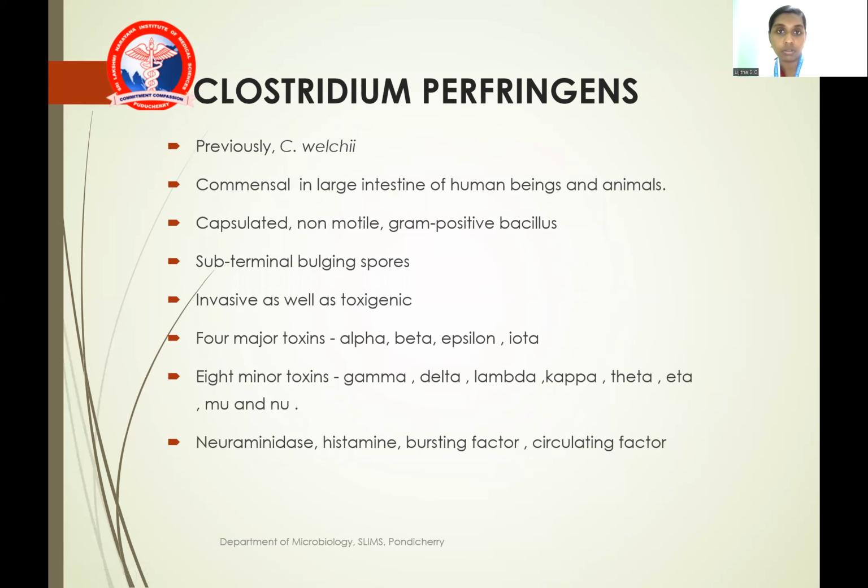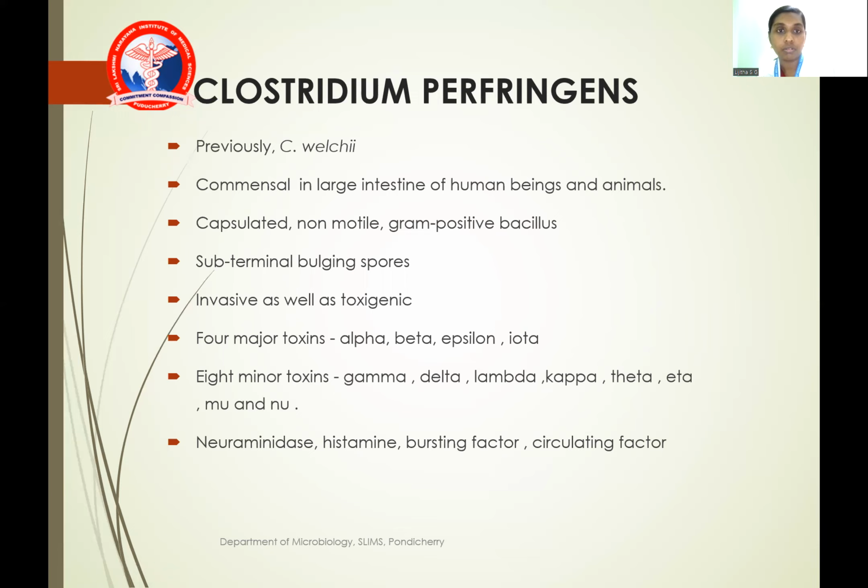Now coming to Clostridium perfringens. In this class, I will be taking only Clostridium perfringens. The remaining, Clostridium tetani and difficile, we will deal with in the next class. Okay, so Clostridium perfringens was previously known as Clostridium welchii. It is a common commensal in the large intestine of human beings as well as other animals. It is capsulated, non-motile, and a gram-positive bacillus, which produces subterminal bulging spores.